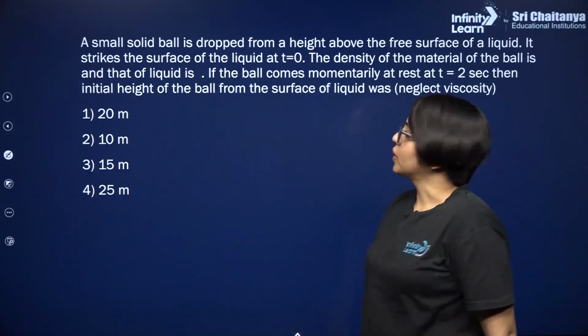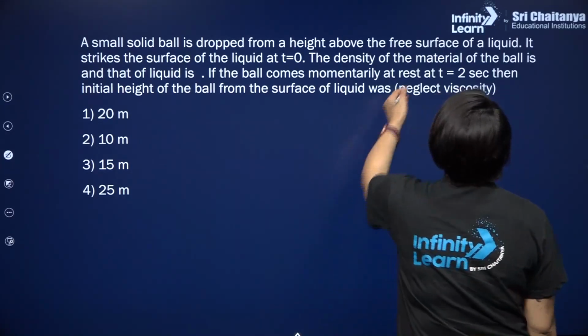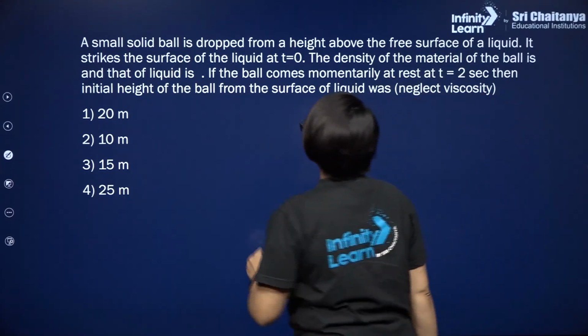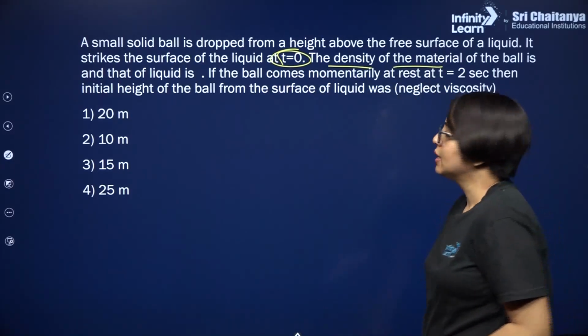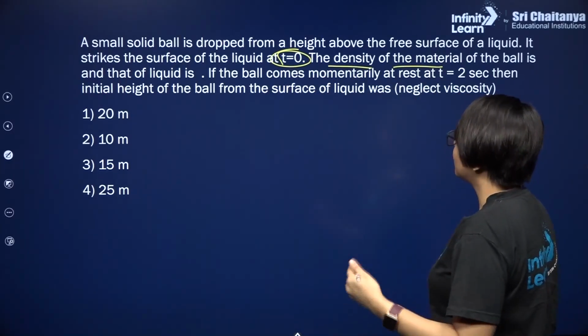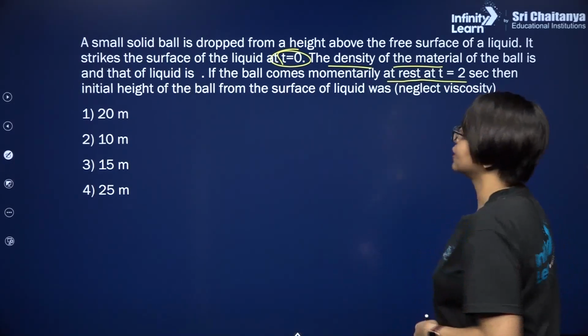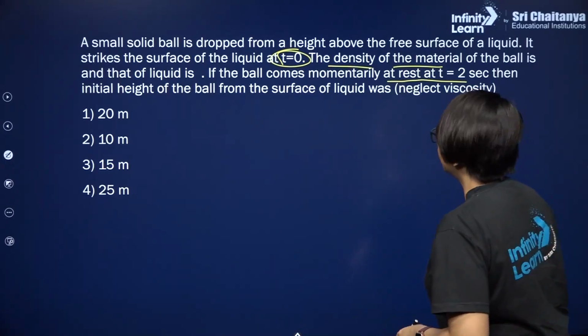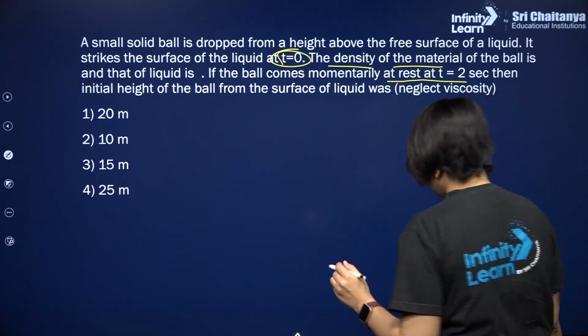Next question is this one. A small solid ball is dropped from a height h above the free surface of a liquid. It strikes the surface of the liquid at t equals 0. The density of the material of the ball is and that of the liquid is given. If the ball comes momentarily at rest at t equals 2 seconds, then the initial height of the ball from the surface of the liquid was. We need to neglect viscosity over here.